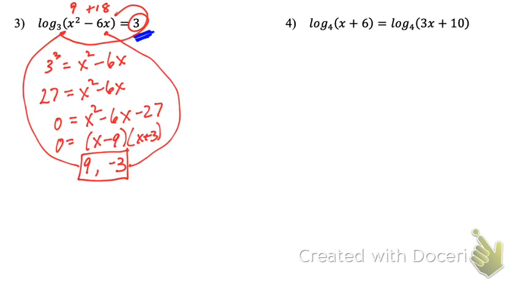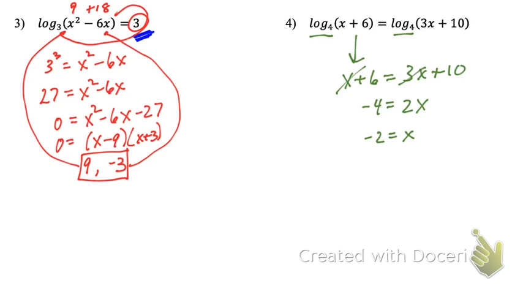All right, on number 4, again, why don't you pause and do it on your own to see how you do. Since these are both log-based 4s, simply drop our arguments down, set them equal. We're off to the races then. Subtract x, get 2x, subtract 10, get -4. Divide by 2, we get x equals -2 if it works.